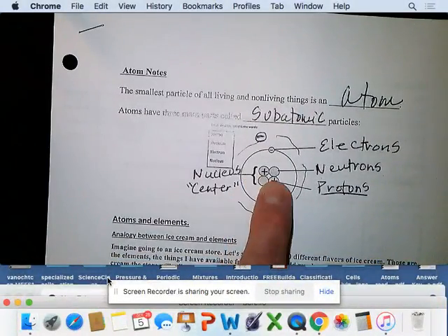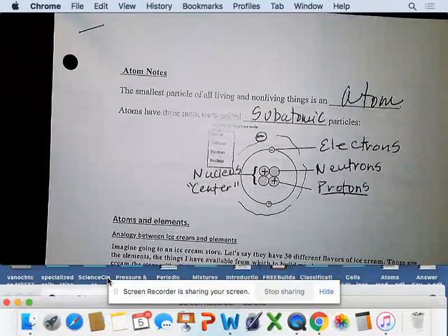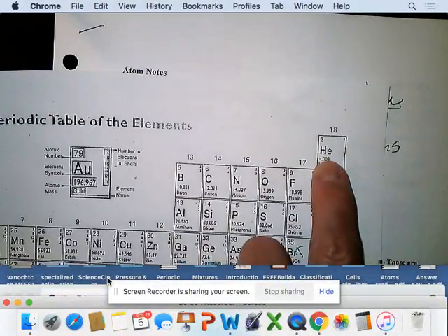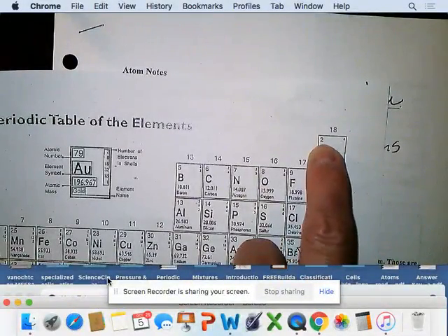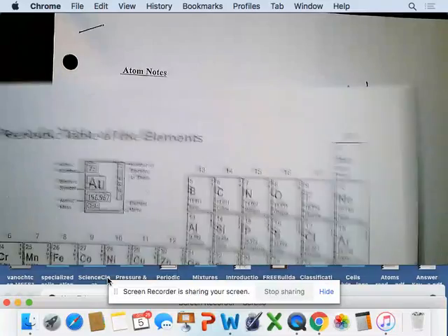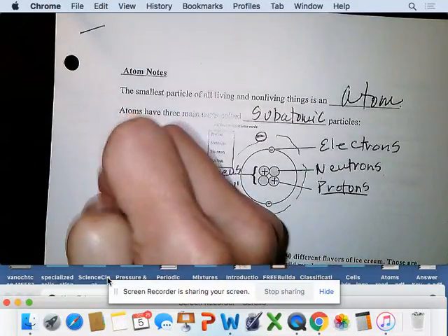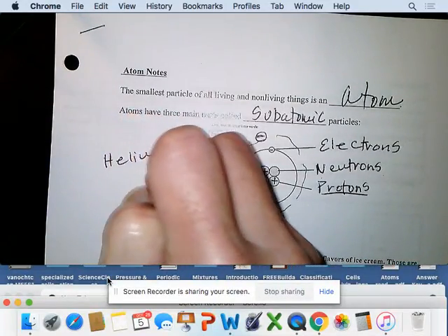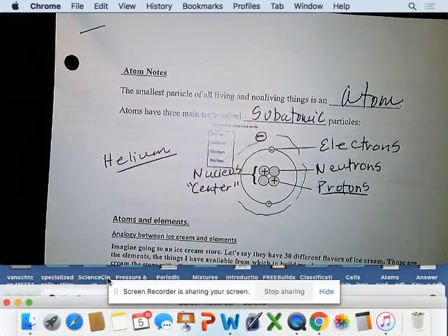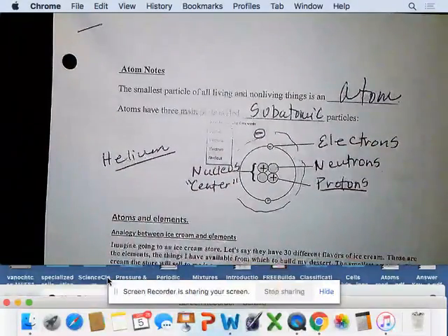Now, remember that we can identify the element based on the number of protons. So there's 2 protons in this nucleus. Who can look off their periodic table and tell me what element this is supposed to be? What do you think, Aaron? Helium. Good job. Helium has a 2 in that upper left-hand corner, so that means 2 protons in the nucleus. So this is, in fact, a diagram of helium. We're looking at that atomic number to determine the type of element.